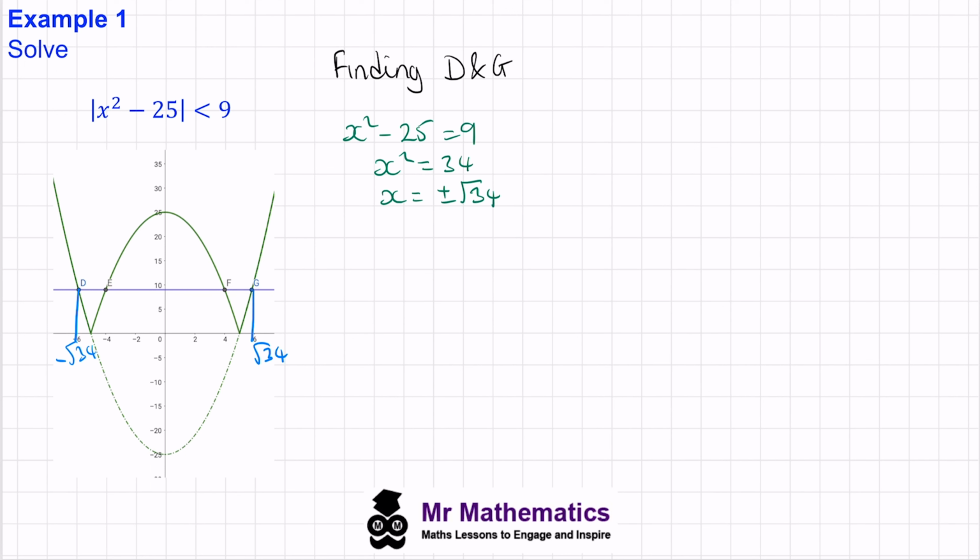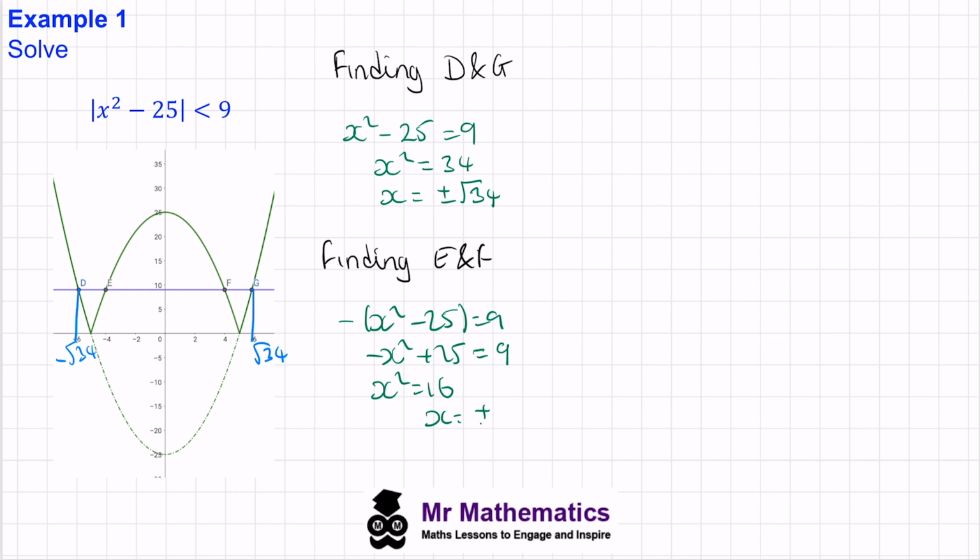And we can find points E and F by considering the negative case of this. So now, negative x squared minus 25 will equal 9. So negative x squared plus 25, multiplying out the negative, will equal 9. So we get x squared will equal 16. So x will equal plus or minus 4. So at point E, we've got minus 4. And at point F, we've got positive 4.